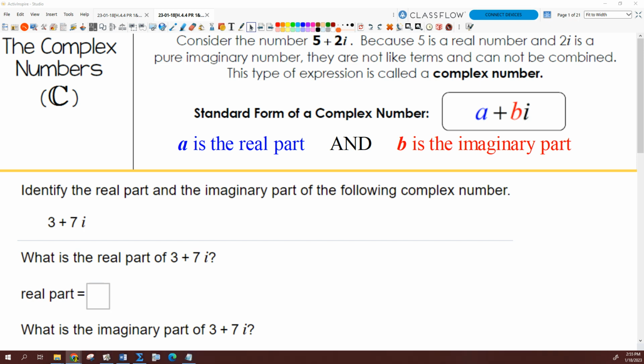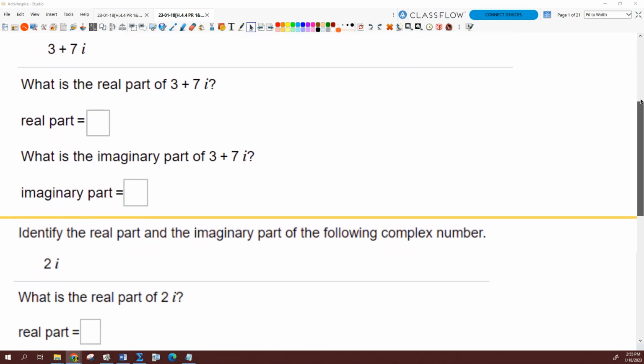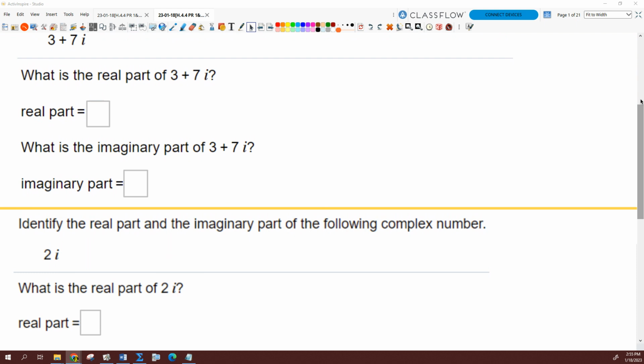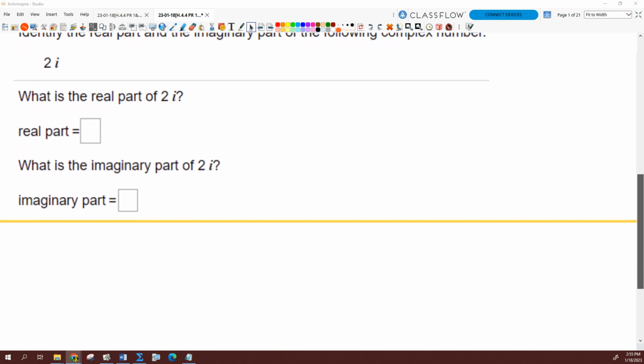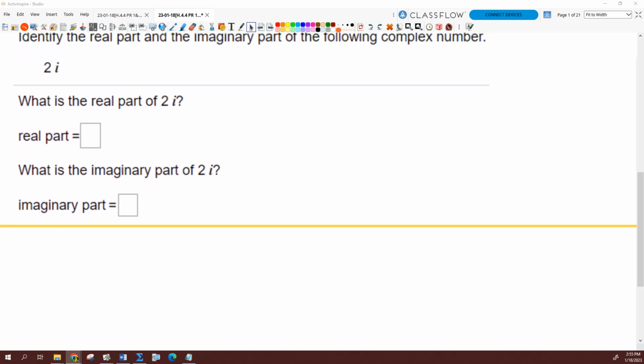Okay, so let's just practice identifying real parts and imaginary parts quickly. So what about the complex number 3 plus 7i? What is the real part? 3 is correct. What is the imaginary part? Not 7i. 7. Just the coefficient of I is the imaginary part. So what about the complex number 2i? What is the real part? 0. Yep, it's 0. That's the same thing as saying 0 plus 2i, isn't it? Right? So 0. What is the imaginary part? 2. Correct. Okay.